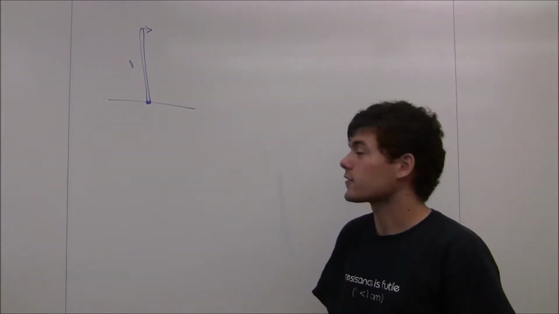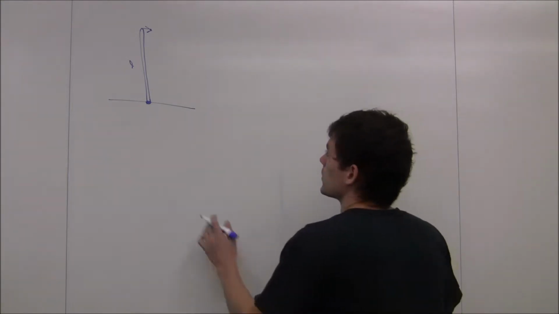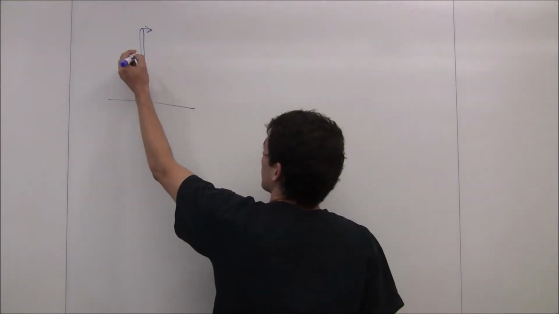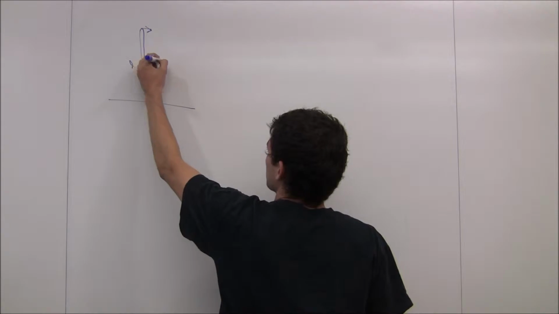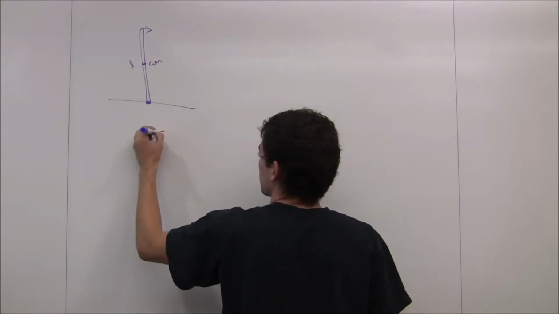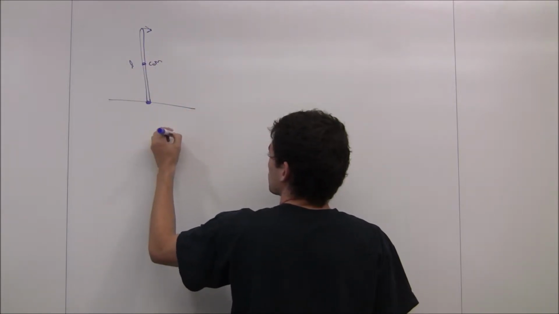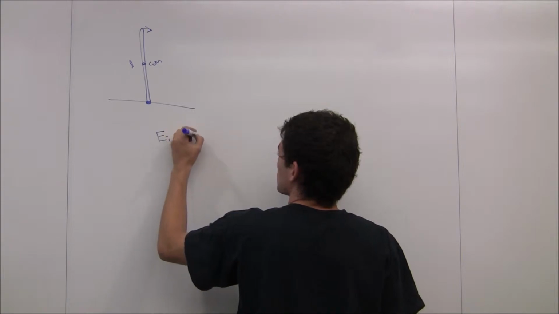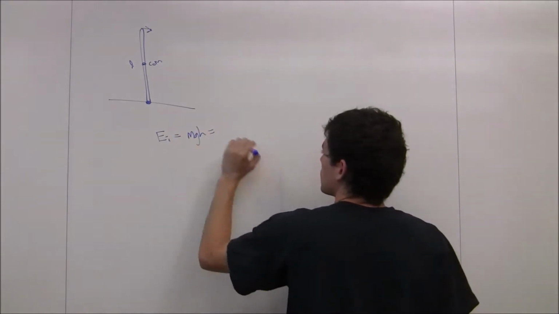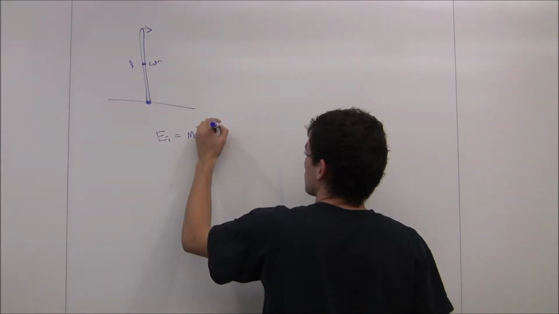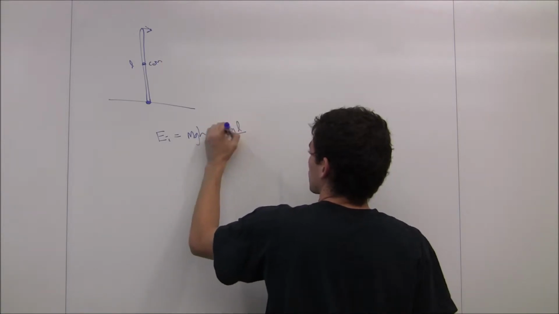We have a before and an after. In the before phase, we know that the center of mass is exactly halfway up the stick. And so we know that energy initial is going to be just mgh, which is equal to mgL over 2.